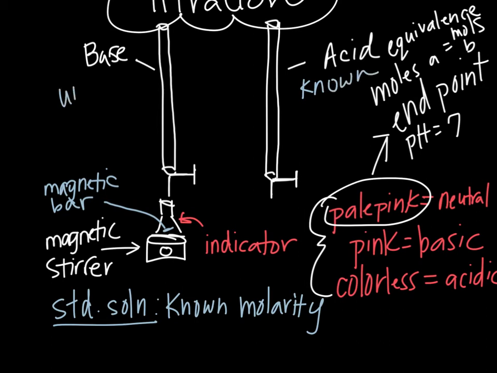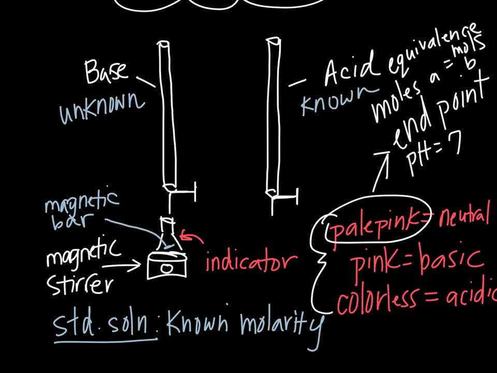And then the base will be unknown. Okay, so when we collect the data of how much acid and base we use to neutralize the solution, then we're going to plug the information into this equation. Okay, and now I'm going to go over some of this equation stuff. The equation that we're going to use, so I'm going to scroll this so we have some room to write.